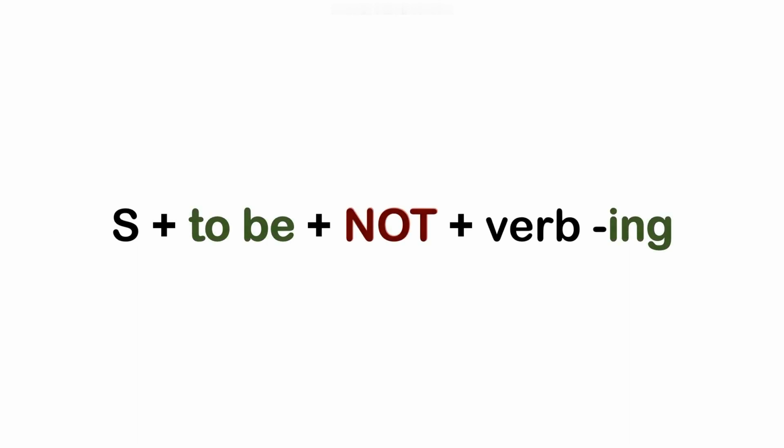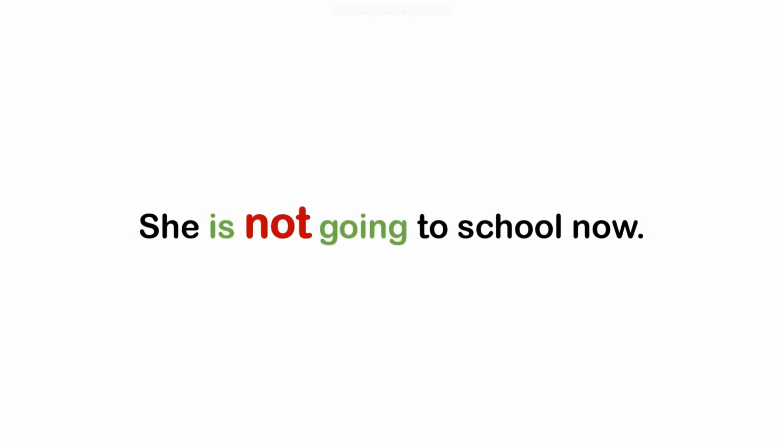In order to form negations, all we have to do is add the adverb not. Look closely. Subject plus to be plus not plus verb plus ing. Here's an example. She is not going to school now. It is very important to remember where to add the negation, between the auxiliary be and the verb.